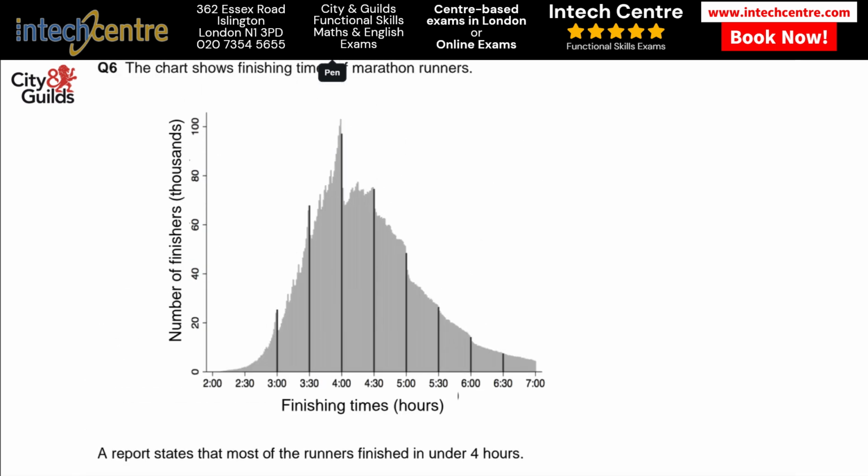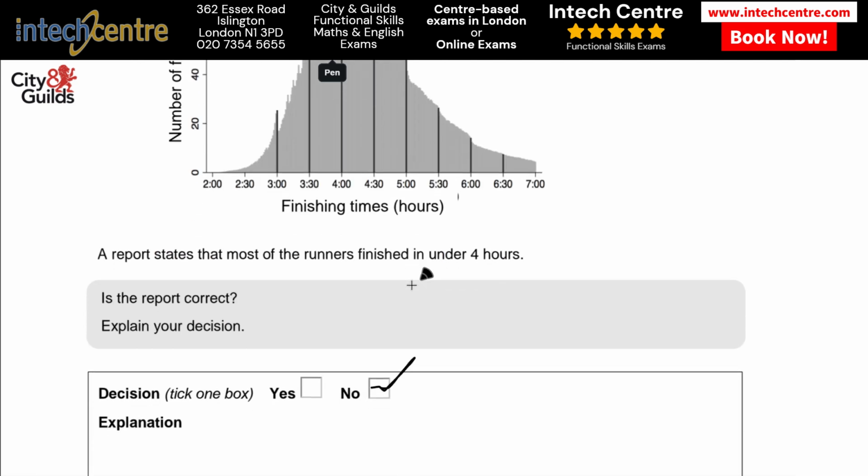So one explanation could be that the data is skewed to the left. Another one you could say is that most of the runners, if you actually take into account the runners over here, most of them finished after 4 hours. Or you could simply just say that the right-hand side of the 4 line, so this side over here, is actually larger than the left-hand side. So we can already tell just by visualizing and looking at the graph that the report is not correct.